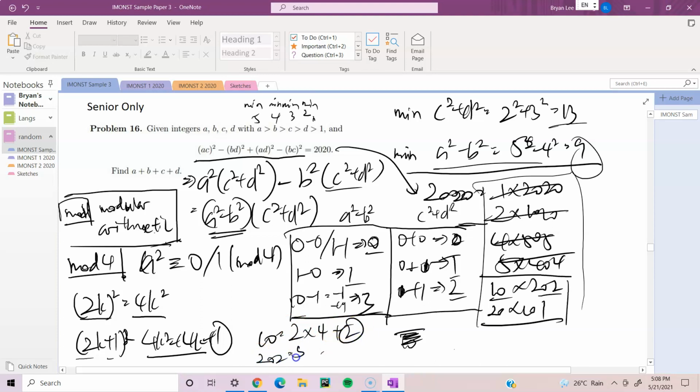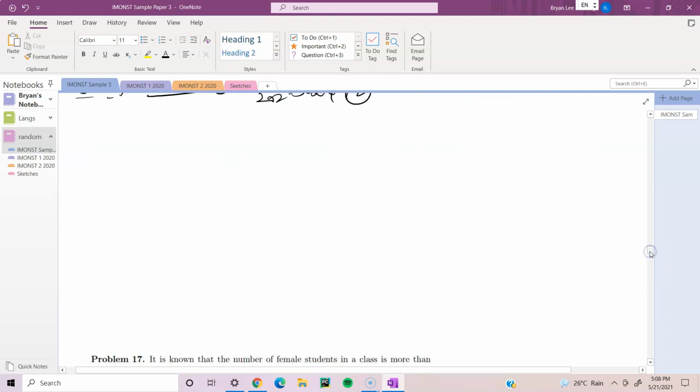202 is 50 times 4 plus 2. So its remainder is also 2. But again, note that a squared minus b squared does not leave any remainder of 2, so 10 times 202 is not possible also. So the only final possibility is 20 times 101, okay?